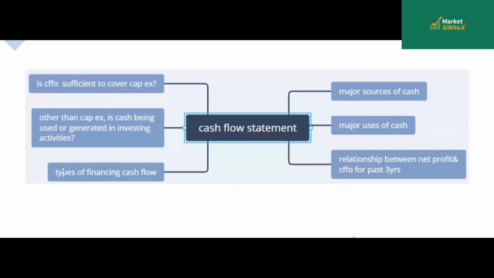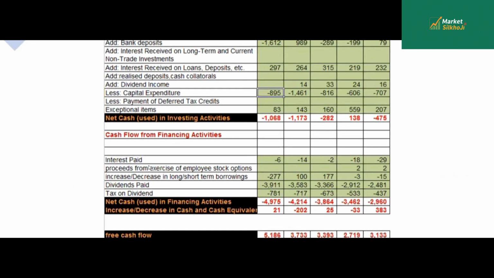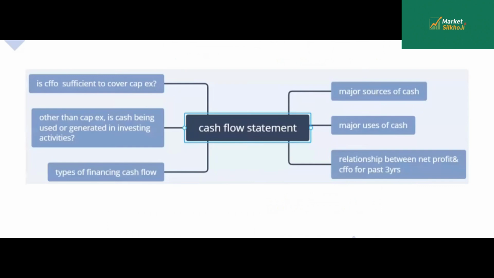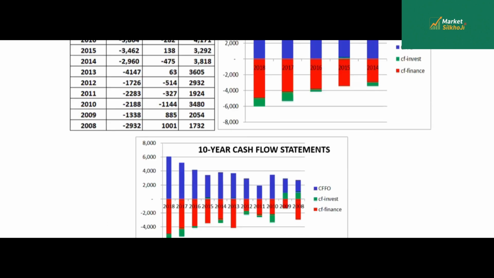This is also very important. Types of financing cash flows. So in this example, you can see dividends paid. Out of all the cash flows, dividends paid is 4,700 crores. Here also it is like 4,200, close to 4,000, 3,500. So as you can see, the majority of financing cash flows is dividends. So the company is generating a lot of cash, and most of it is actually given out as dividends for shareholders. Now that is company 1, let's say.